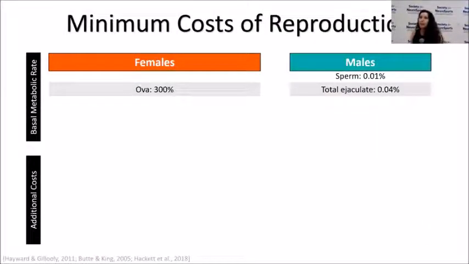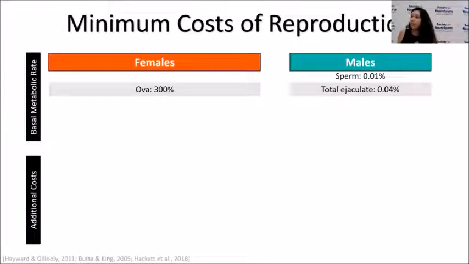How big do we mean here? If we look at bodies that are building eggs versus bodies that are building sperm, there's a huge difference in the amount of energetic investment that has to be put into building either one of those different kinds of gametes. Looking at it in terms of basal metabolic rate, just the amount of energy that your body has to expend existing, not really doing much else, we see that bodies that are building ovaries and eggs have to expend about 300% of their basal metabolic rate on building those gametes.